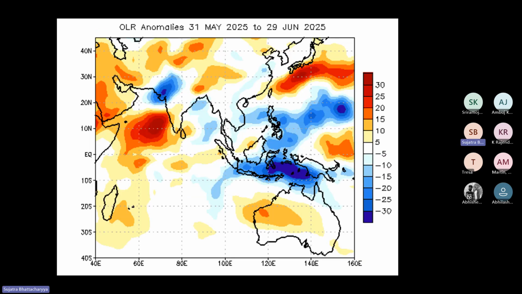Now, I also want to look at OLR, because OLR very often becomes a proxy for rainfall. It's an independent way of looking at it. What's interesting is that, I don't know what this is. This is showing that over the Arabian Sea, the rainfall was not much. So I don't know what it means. I don't understand, because all the moisture is coming here and it is not raining here.